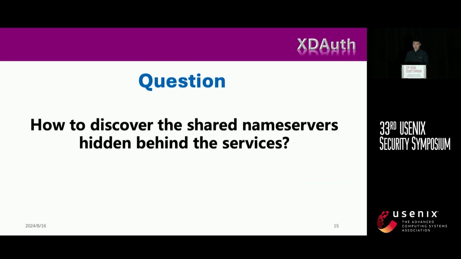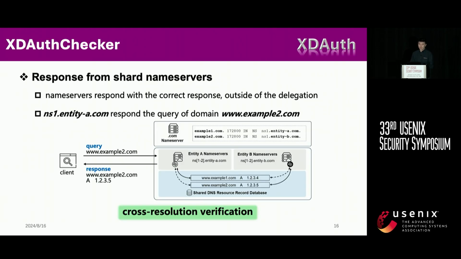So to enable this threat, how may we discover that two entities like DNS hosting platforms are actually sharing their authoritative service behind? A key concept of shared authoritative servers with loose isolation like this is that they will be able to provide correct authoritative answers to domains not delegated to it. For example, in here, this domain example2.com is not delegated to entity A, but name servers behind entity A will be able to provide its authoritative data because it shares with entity B, where example2.com is delegated.